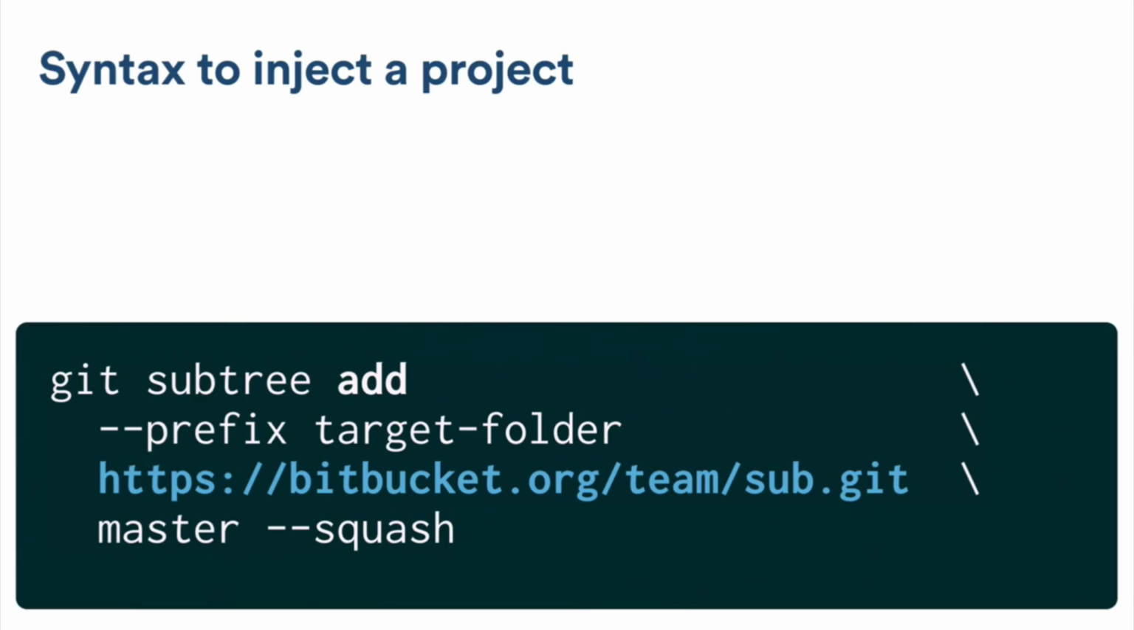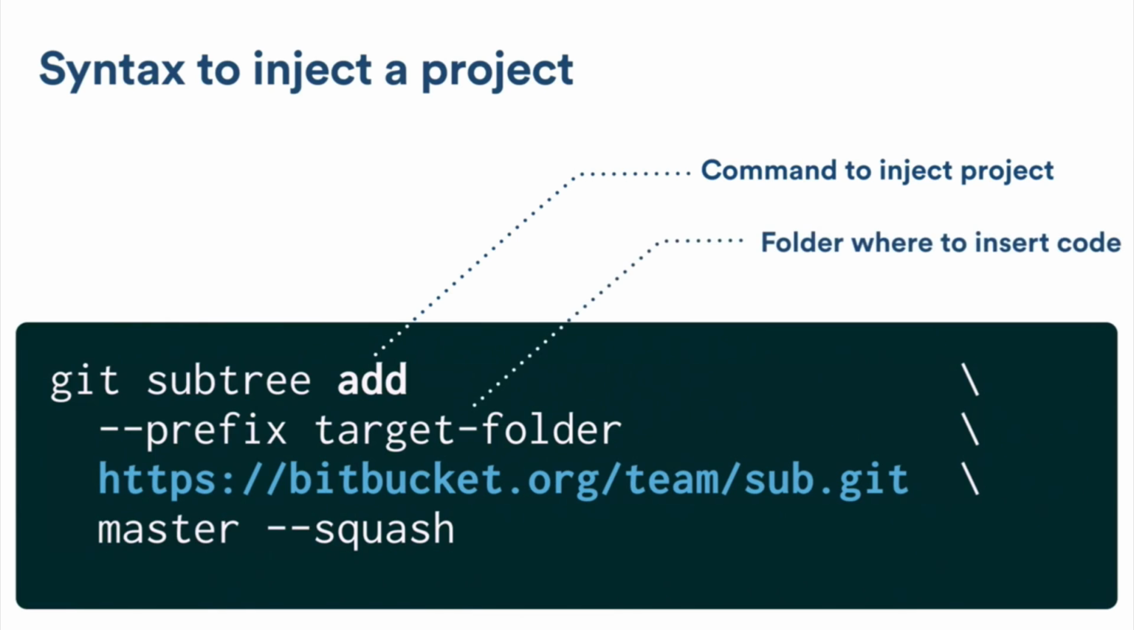So it all starts with the git subtree command, and then you specify a sub-command about what you want to do. When you want to pull an external repository into your current parent repository, you use the add flag. Then you specify the folder where you want to inject that external project, the external repository that you want to import, and which branch of that repository you want to import.